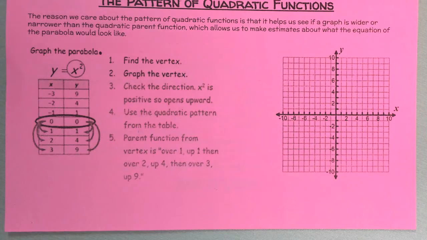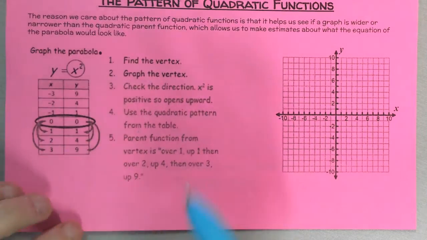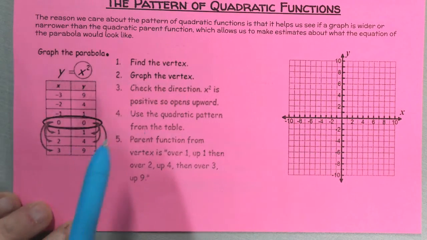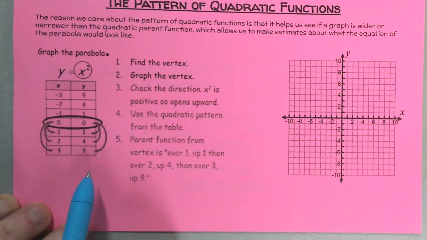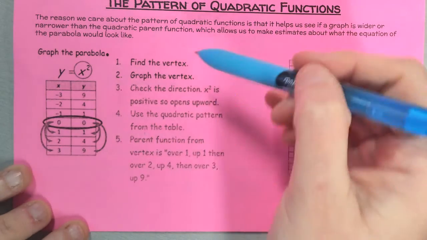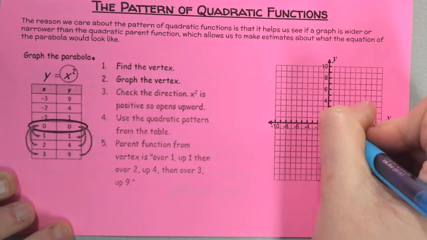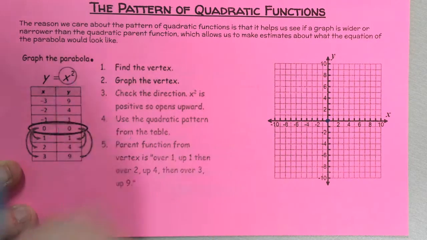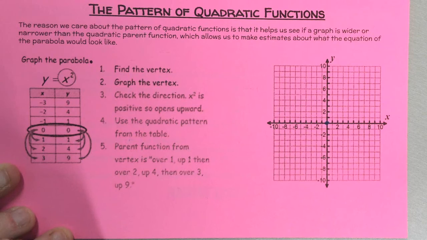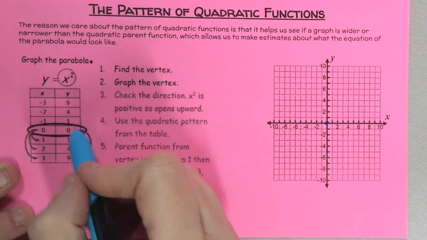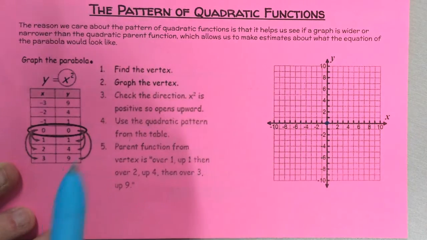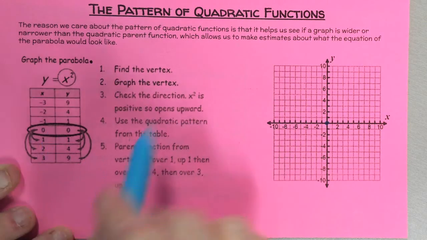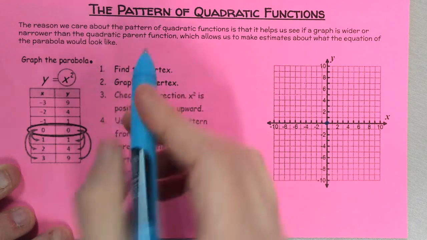Now, there's a little bit more to it than this, but all I need you to be able to do for tomorrow is tell what the parent function looks like. So this says you find the vertex and graph it, so we're going to put a dot there on the vertex. The vertex of the quadratic parent function is 0, 0. Now, there's not a lot of space here, so I'm going to talk about it. In the parent function, it opens upward.